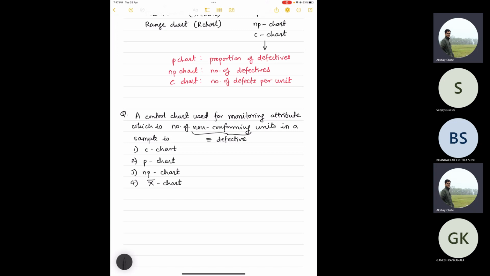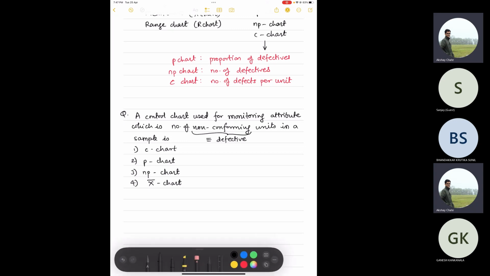If you don't know what conforming means, then you will not know what non-conforming means, and then you will be stuck. Basically, conform means to stick to or to adhere with. If you conform with something, you stay with that thing or that ideology. So when it says non-conforming, it is not sticking to your standards. That is what we call a defective product or unit. So here the correct answer will be NP chart.